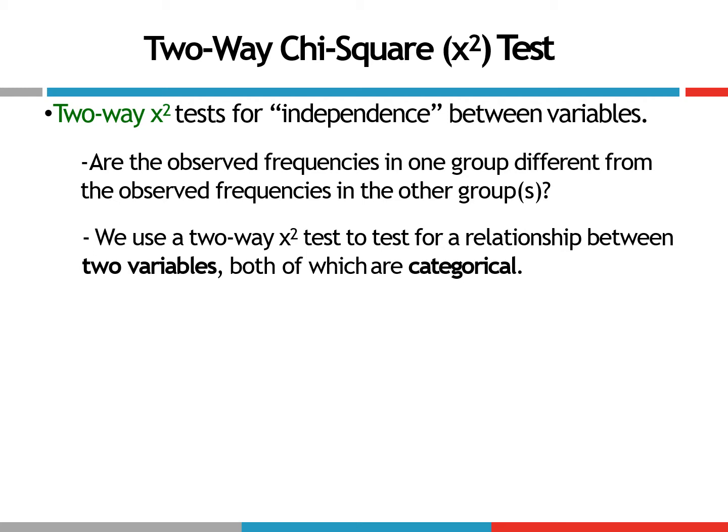So for example, if we found that 67% of males in our sample conform, while 78% of our females in our sample conform, right? The two-way chi-square test would tell us whether that was a significant difference or not. Okay, so that's a two-way chi-square test.